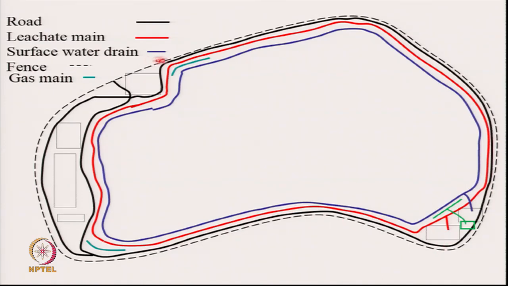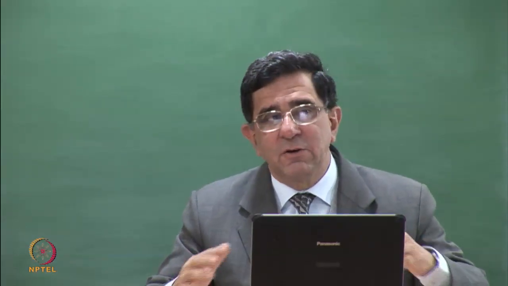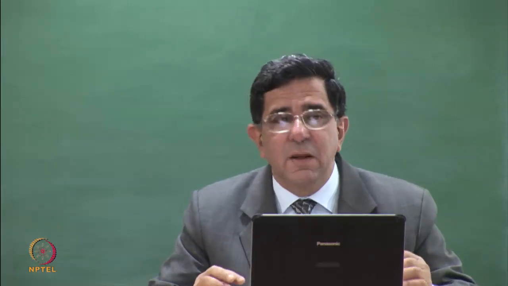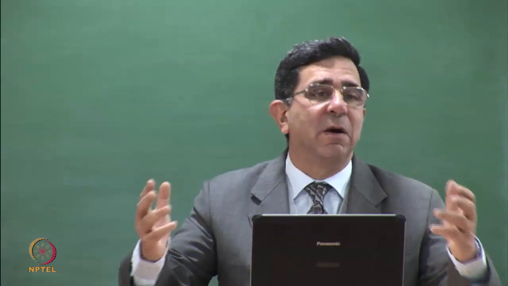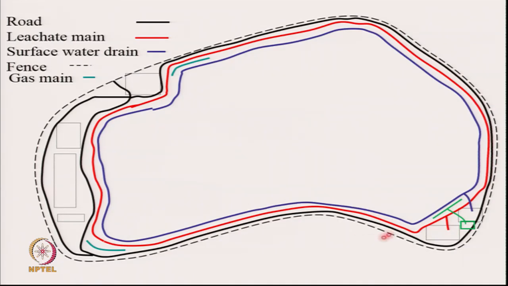Similarly, you need a surface water drain. That means what falls on your cover is not going to be leachate. You don't want to treat it, so you should collect it separately. The problem is that if your leachate and the surface water mix, then the quantity of leachate becomes very large. So similar to a road, there will be a surface water drain all around the landfill, and it will go to a surface water holding area.